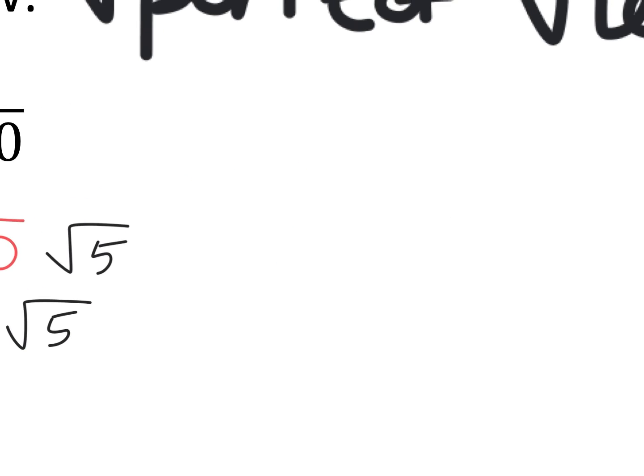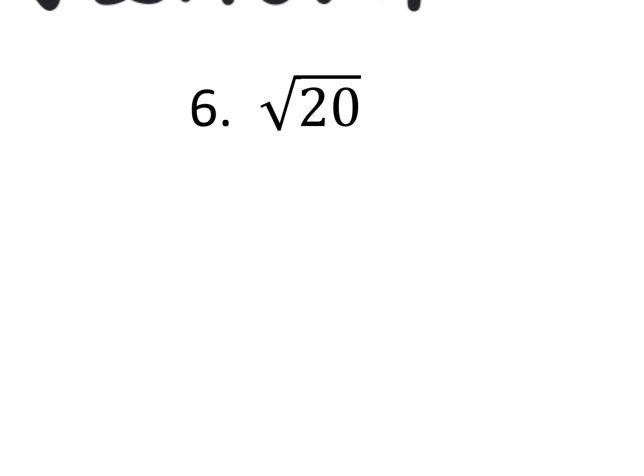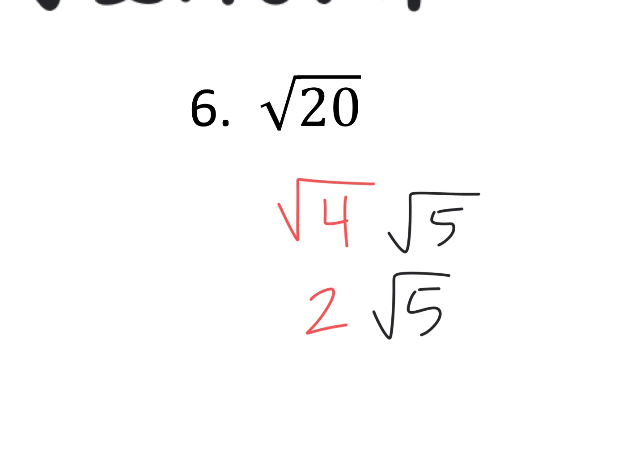Okay, your last one. Square root of 20. Can you talk to your table? Which perfect square does that divide by? 4 is the only perfect square that 20 divides by besides 1. So you split it up as the square root of 4 times the square root of 5. And what is the square root of 4? 2. So it becomes 2 root 5. And that is your final answer.